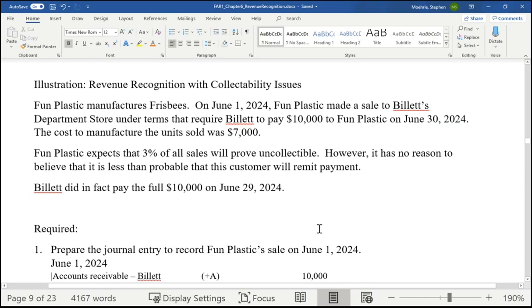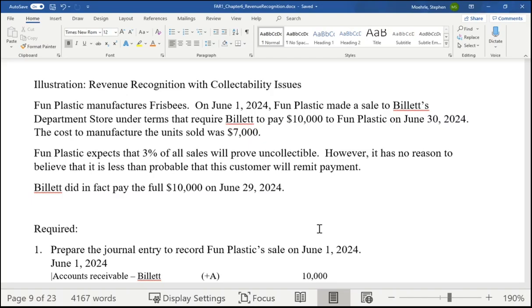Fun Plastic manufactures Frisbees. On June 1, 2024, Fun Plastic made a sale to Billet's department store under terms that require Billet to pay $10,000 to Fun Plastic on June 30, 2024. The cost to manufacture the units sold was $7,000.